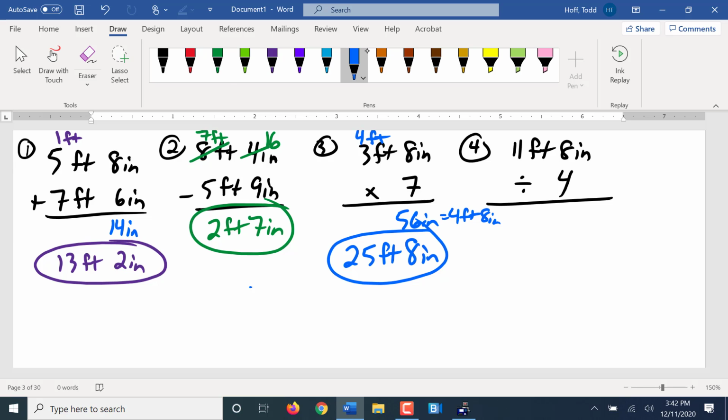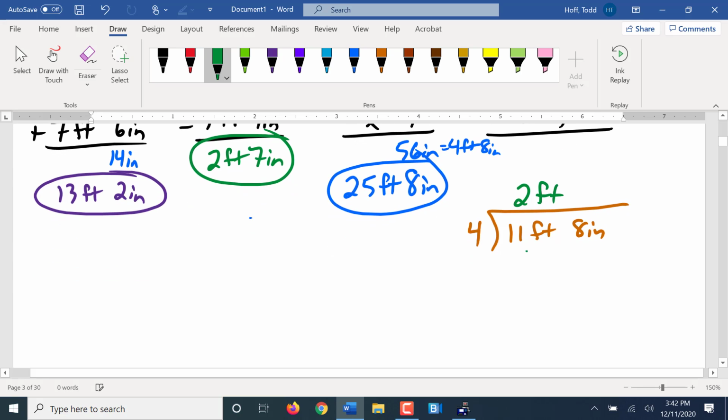Number 4. 11 feet, 8 inches divided by 4. This is one of the few where we start at the left and work our way to the right. It's probably easier if we rewrite it as a long division problem. So 4 goes into 11 feet how many times? Twice. That's 2 feet. What's 2 feet times 4? 8 feet. So we have how much left over?